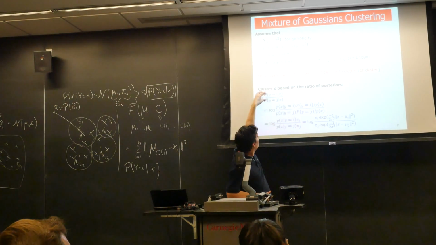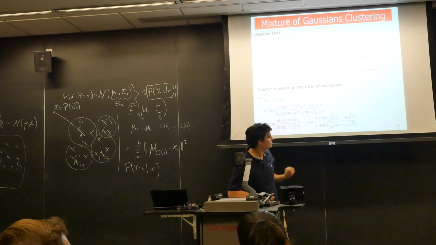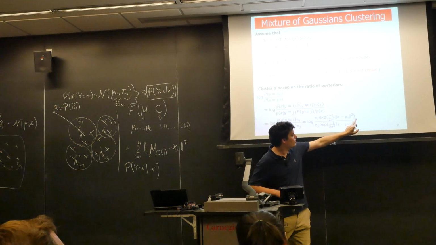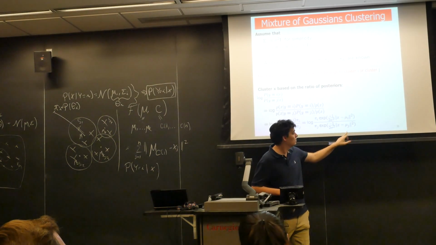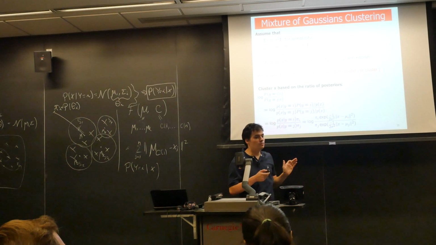The log ratio of these two quantities just looks like this. If this is bigger than 0, then the point belongs to cluster i. If it's less than 0, it belongs to cluster j. So here is the question: what does this decision boundary look like?